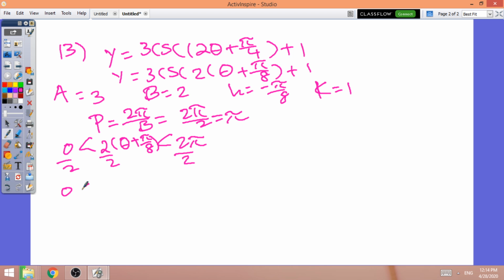So we got 0 is less than theta plus pi over 8, and then it's less than pi. Subtract pi over 8 on all three sides. So we have negative pi over 8 less than theta, and it's less than 7 pi over 8.